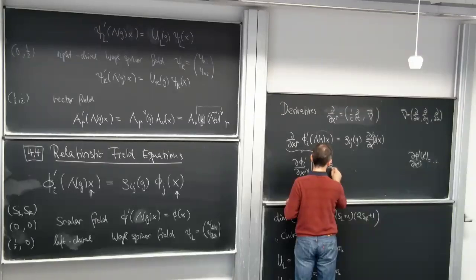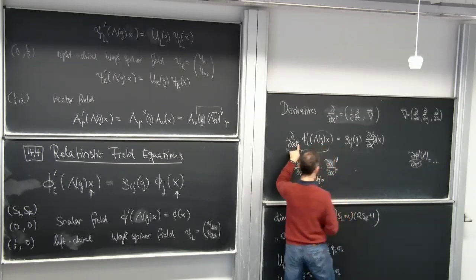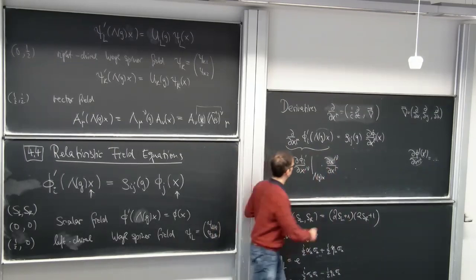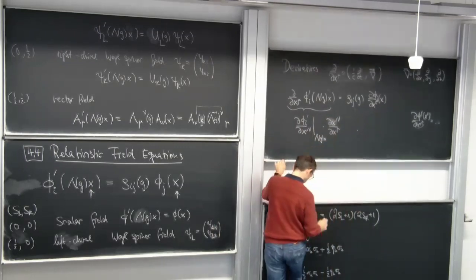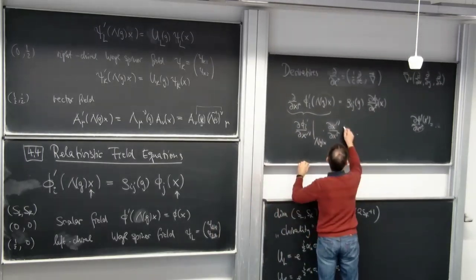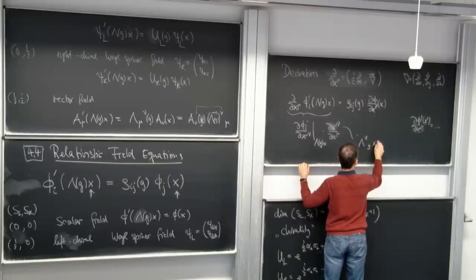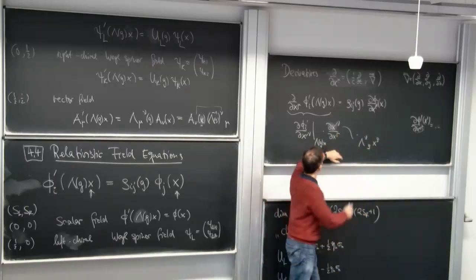Well, it's d by dx prime mu. I want to differentiate with respect to x mu, and this I just put there. The top piece, the numerator, is lambda mu rho, x rho. So take the derivative with respect to x mu, let's do it.